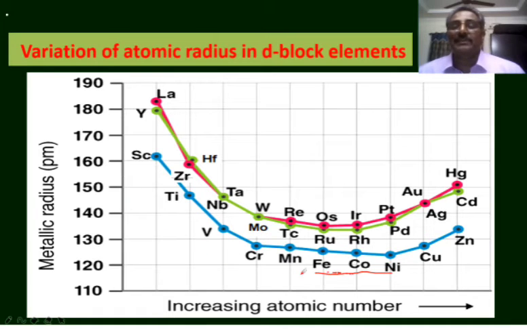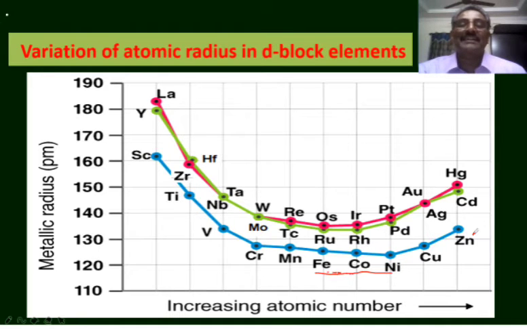So a decrease can be observed up to manganese. From manganese onwards, there is not much difference in the atomic radii. From nickel onwards, the atomic radius increases again. This is the variation of the atomic radius in the d block. The decrease in the atomic radius in the d block elements is comparatively less when compared to the decrease in the atomic radius in representative elements. There is a larger decrease in the atomic radius in the representative elements compared to the d block elements.